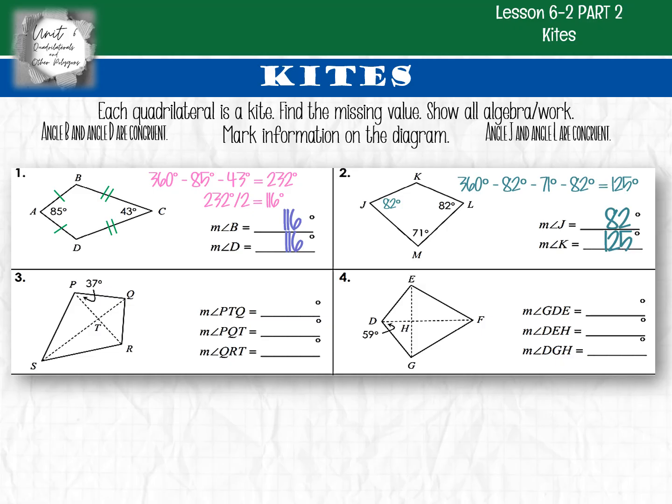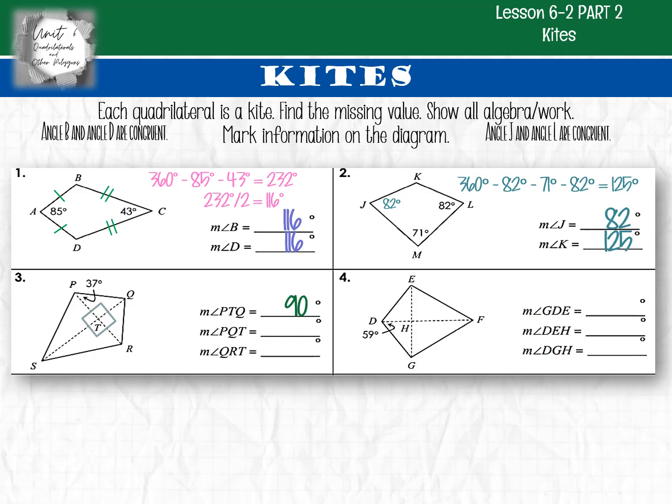Number 3, we are given measure of angle QPT is 37 degrees. Let's see what we're looking for. Measure of angle PTQ. Okay, that's 90. That's simple enough. The diagonals are perpendicular. Let's see what else is left.